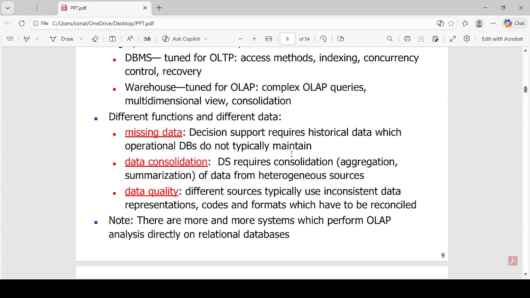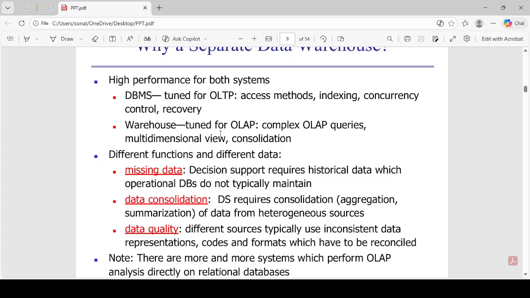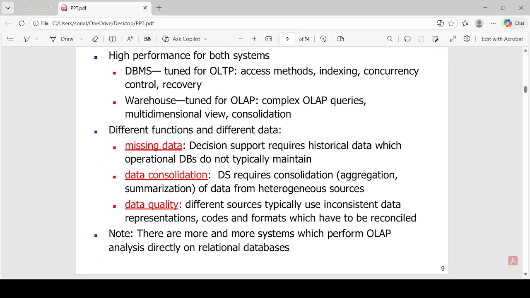Different functions and different data are given here: missing data, data consolidation, and data quality. Missing data: decision support requires historical data, which OLAP gives us. One of the keywords in the data warehouse is also historical data, which is given for decision support. So decision support requires historical data, which the operational databases do not typically maintain. You can relate this to operational databases, which make use of OLTP.